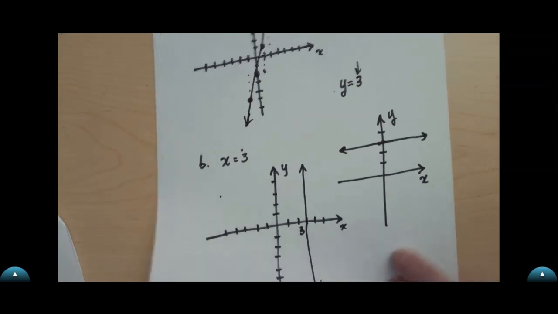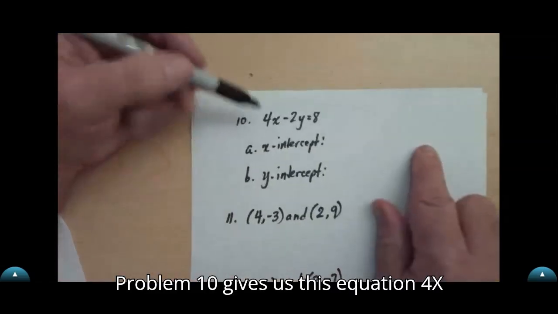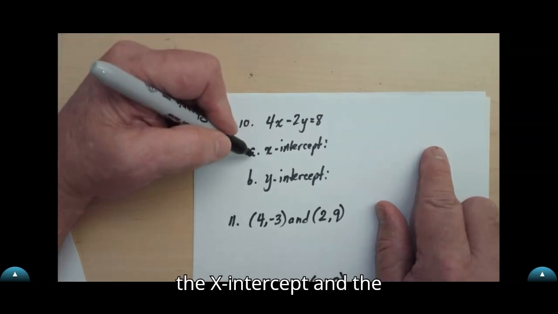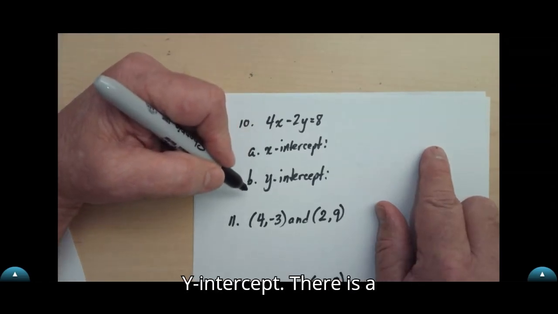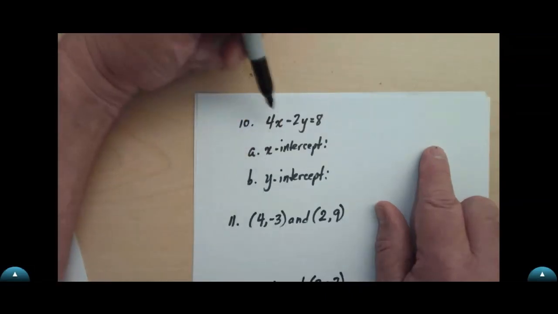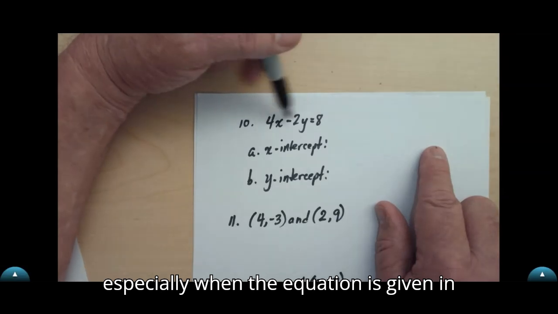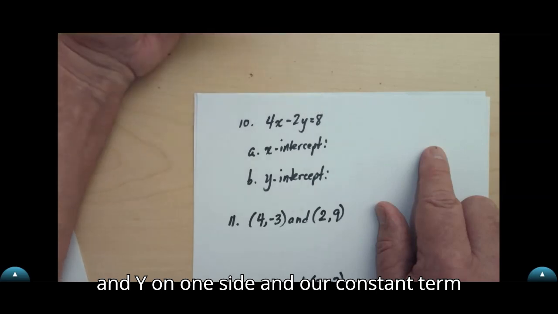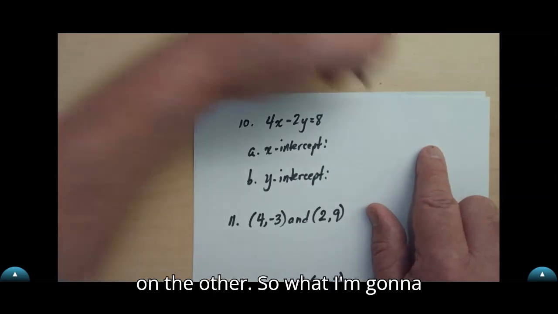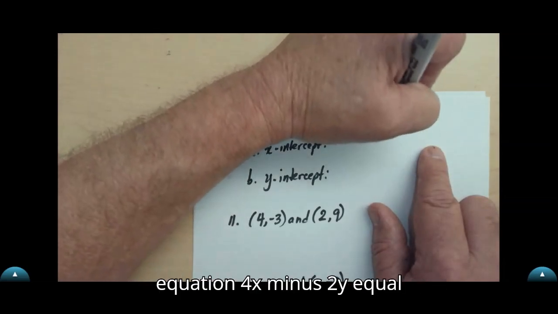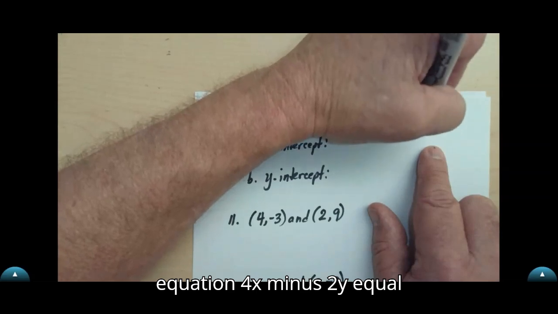Problem 10. Problem 10 gives us this equation 4x minus 2y equals 8, and it asks us to find the x-intercept and the y-intercept. There is a very simple way to do this, especially when the equation's given in this standard form, where we've got our x and y on one side and our constant term on the other. So let me come over here where I've got a little workspace. I've got my equation, 4x minus 2y equals 8.